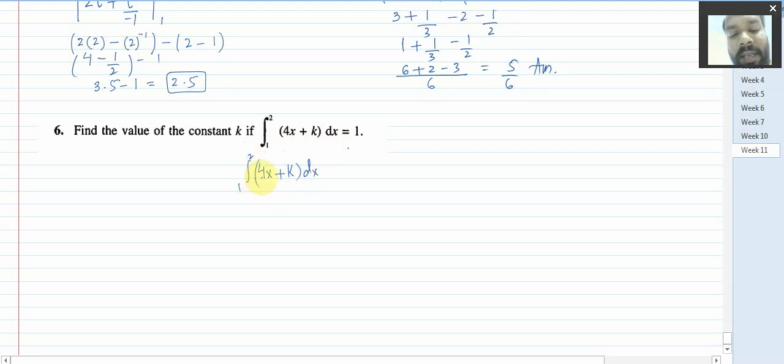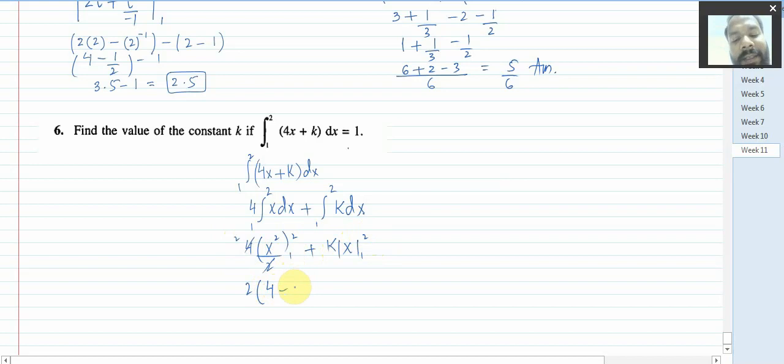So first I will separate the sign of integration. So it's 4 times the integral of 1 to 2 of x dx plus the integral of 1 to 2 of k dx, right? The integral of x will be x square divided by 2, and the limits are 1 to 2, plus the integral of a constant, it's kx, limits are 1 to 2. Alright, and I need to apply the limits first. So 2 2s are 4, so it's 2, upper limit is 2, so 2 square is 4, minus lower limit is 1, so 1 square is 1.